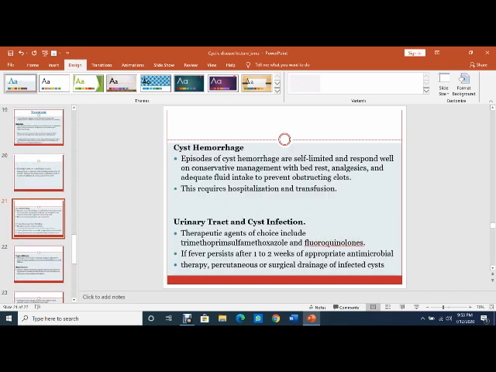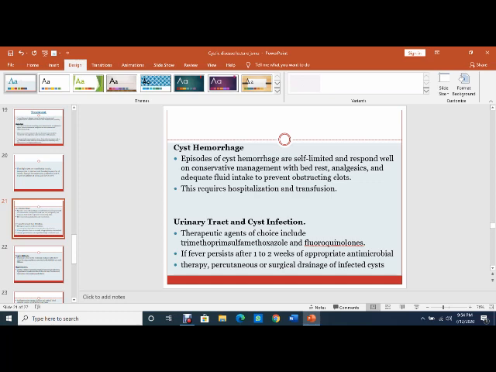If the patient develops cyst hemorrhage, the episodes of cyst hemorrhage are self-limited and respond well to conservative management with bed rest, painkillers, analgesia, and hydration to prevent an obstructive clot. Severe cases require hospitalization and transfusion.